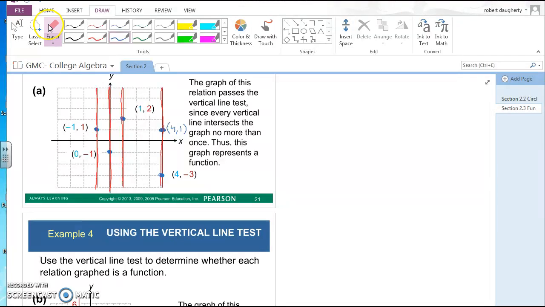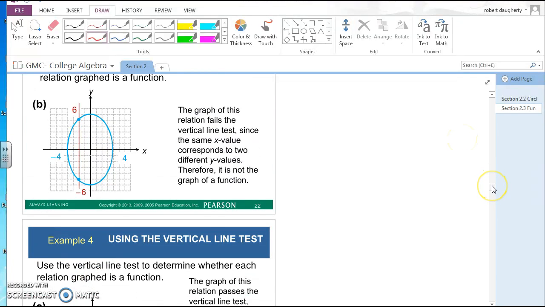So that's what this vertical line test does for you. It tells you whether or not you are hitting the graph at two places. If you hit the graph in two places, you've got repeated x values. So this one is a function.